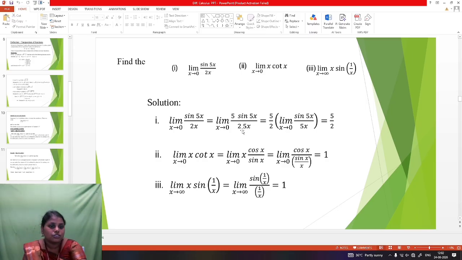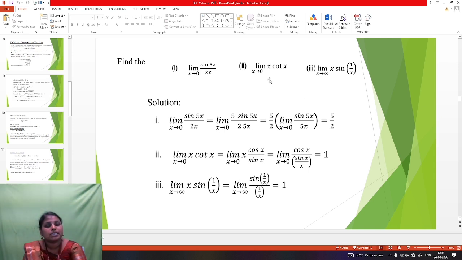The general result is that the limit as theta tends to 0 of sin theta by theta equals 1. So we apply this result: the limit as x tends to 0 of sin 5x by 5x equals 1. So the answer is 5 by 2.